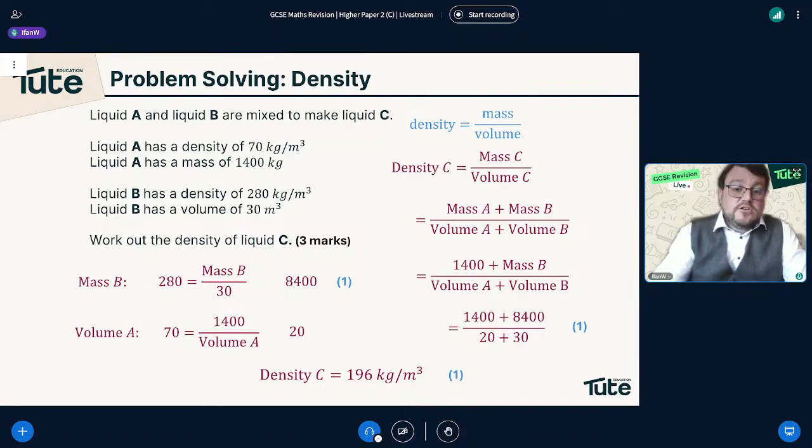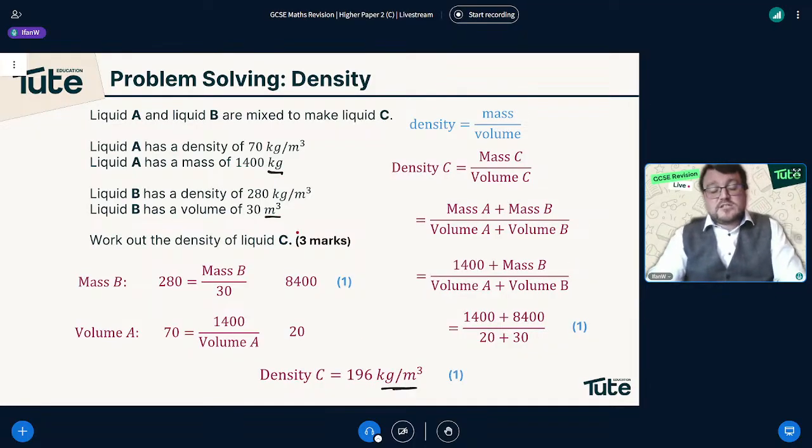Now, make sure that you're using the correct units of measurement. Density is a compound measure, so it needs a compound unit. Because it's measured in kilos and meters cubed, the combination has to be kilograms per meter cubed.